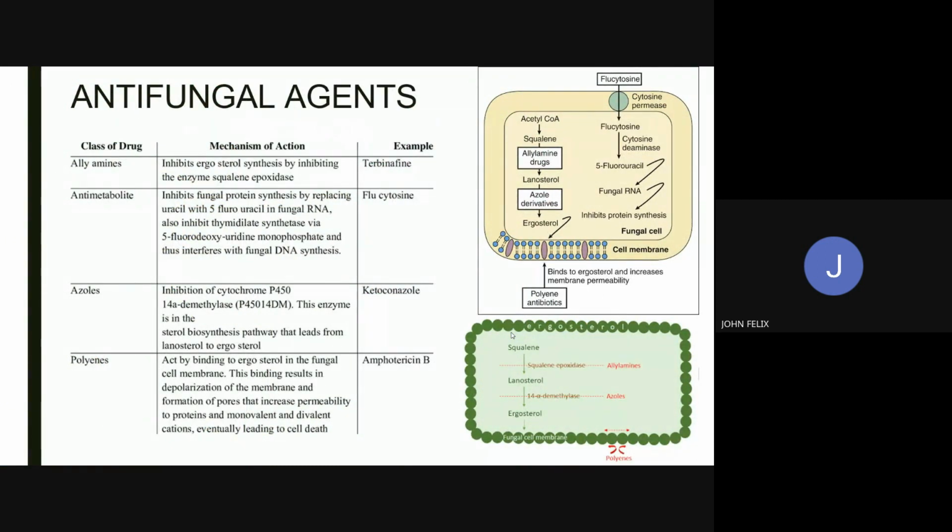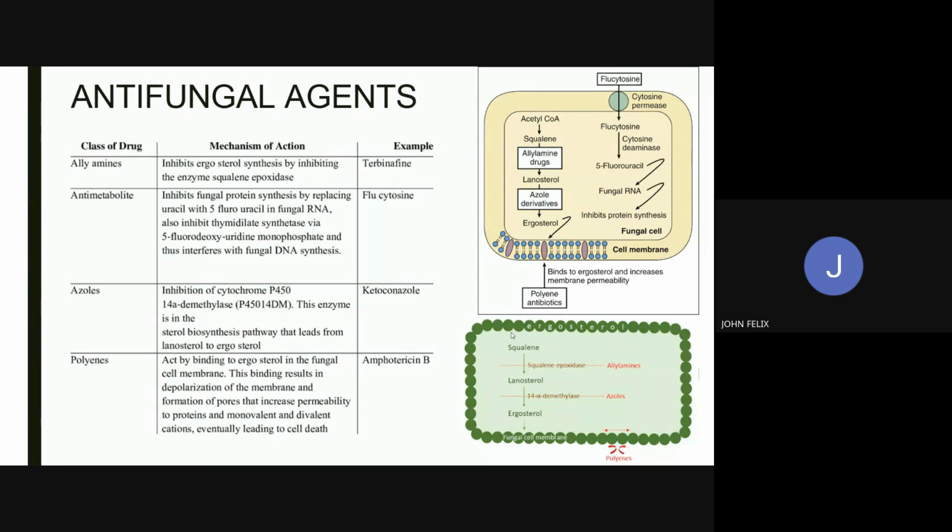Now we are moving on to the antifungal agents. The only thing we need to remember is ergosterol, which is in the fungal cell wall. Ergosterol is made from squalene, which is converted to lanosterol by the squalene epoxidase enzyme, and then the lanosterol is converted to ergosterol by the 14-alpha demethylase enzyme. Allylamines act on this cycle. Allylamines inhibit squalene epoxidase, and thus inhibit the production of ergosterol. An example of an allylamine is terbinafine.